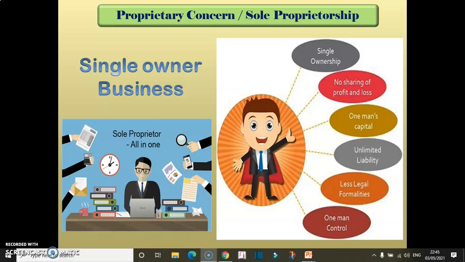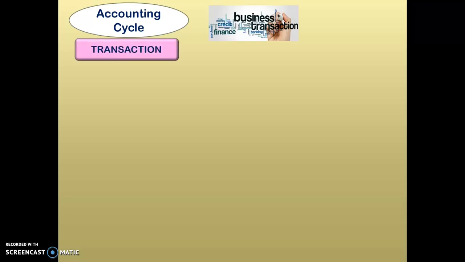So let's see how the sole proprietor maintains his books of accounts. As you know, the accounting cycle begins with business transaction. We all know what is a business transaction. Now, as soon as a business transaction takes place, it is first recorded in the primary books, that is a journal or the special journal, which are the subsidiary books.